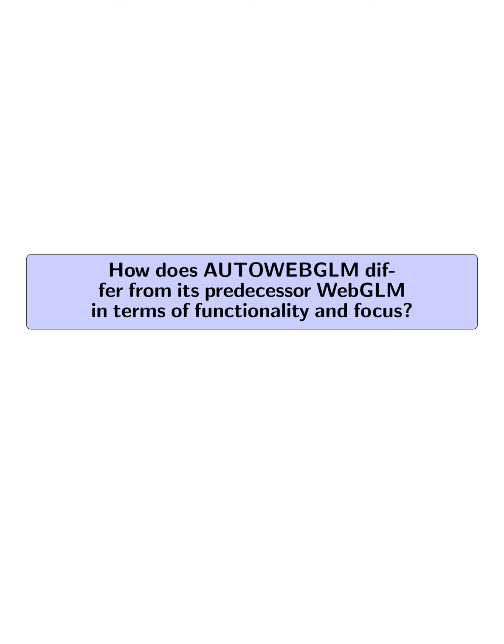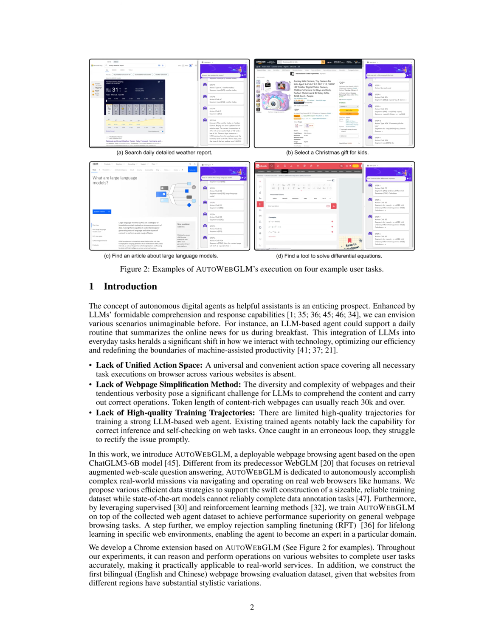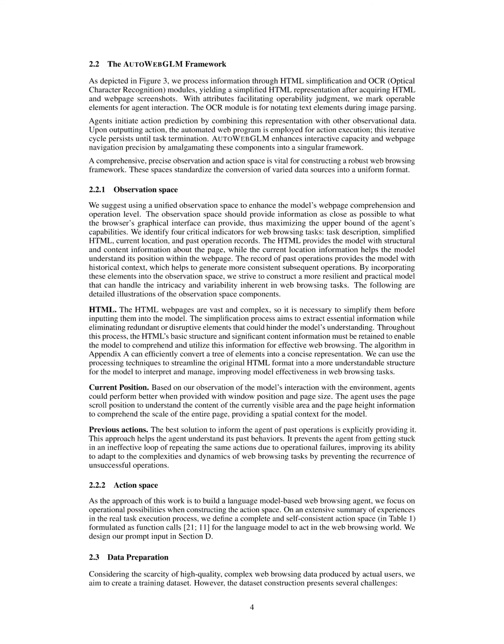How does AutoWebGLM differ from its predecessor, WebGLM, in terms of functionality and focus? AutoWebGLM differs from its predecessor WebGLM in terms of functionality and focus by being dedicated to autonomously accomplishing complex real-world missions via navigating and operating on real web browsers like humans, whereas WebGLM focuses on retrieval-augmented web-scale question answering.